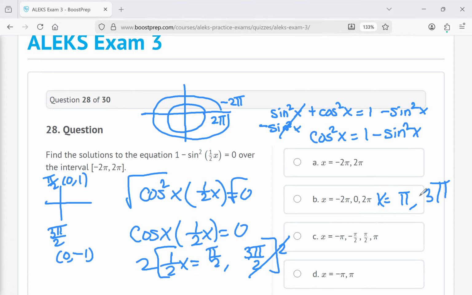So what is our answer? I think we can't use 3 pi because we can only go to positive 2 pi. 3 pi is when you go around the unit circle 3 times. But which one of these is the closest? It's not this one. It's not this one. It's not this one. This is the closest one because we have positive pi and then negative pi, which is the same position as 3 pi, right? So that's why we can use D.